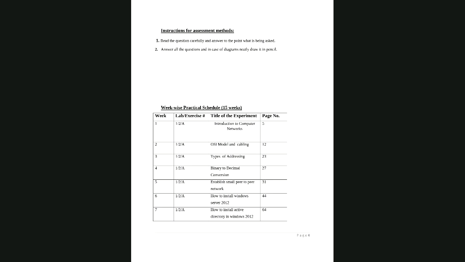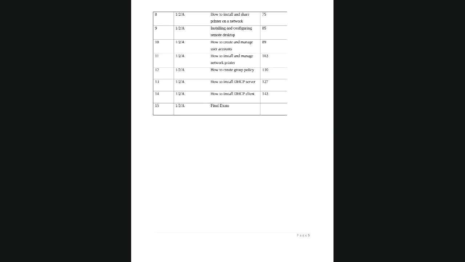So in the week-wise practical schedule, in the first week we see the introduction to computer networks, then the OSI model and cabling, then the types of addressing, binary to decimal conversion, establishing a small peer-to-peer network, how to install Windows Server 2012, how to install Active Directory on Windows Server 2012, how to install and share a printer, that is a network printer. Week 8 I'm talking: you're able to install a network printer and how to share it.